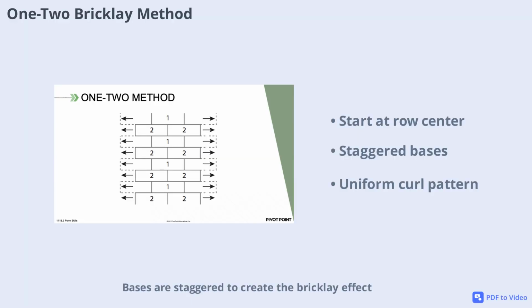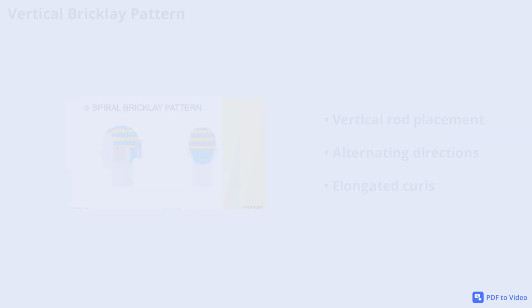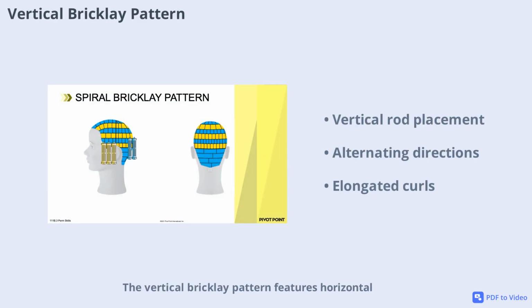Bases are staggered to create the bricklay effect, which is especially effective at avoiding splits and ensuring a uniform curl pattern throughout the hair. The vertical bricklay pattern features horizontal rows subdivided in a bricklay arrangement, with rods positioned vertically within rectangular bases. Wrapping directions and rod diameters can be alternated, and shorter exterior lengths can be wrapped with the overlap technique. This method achieves elongated curl patterns, especially on medium to longer hair.